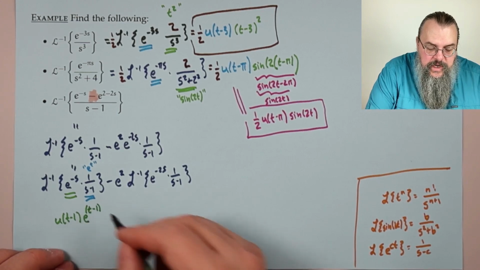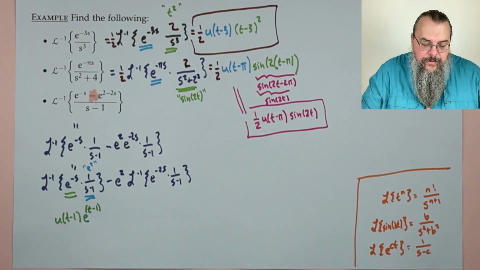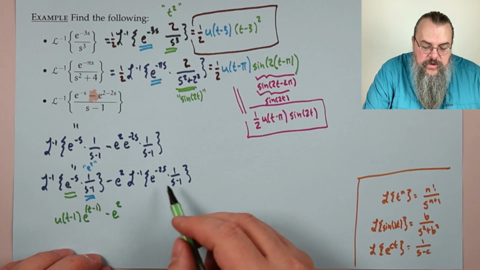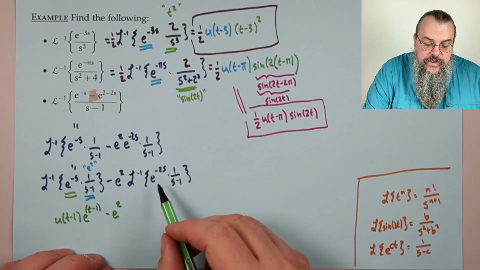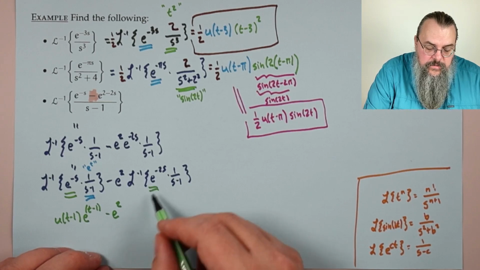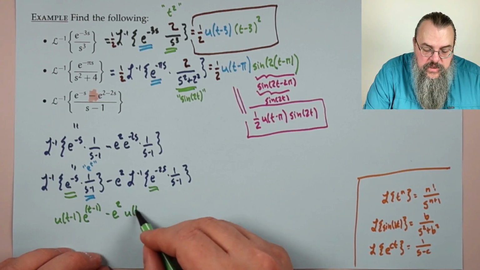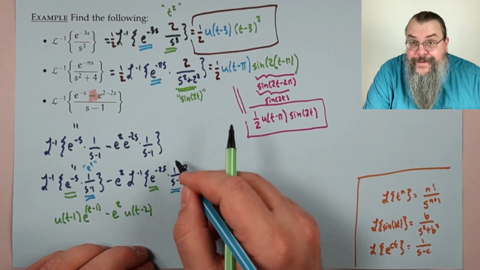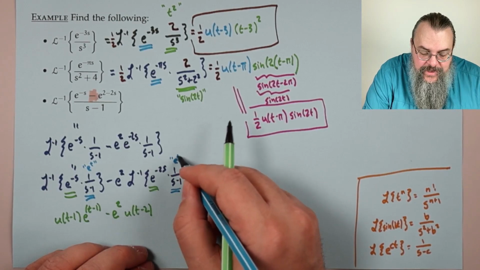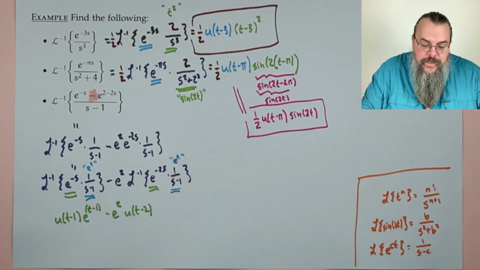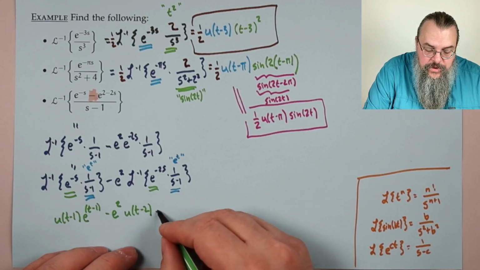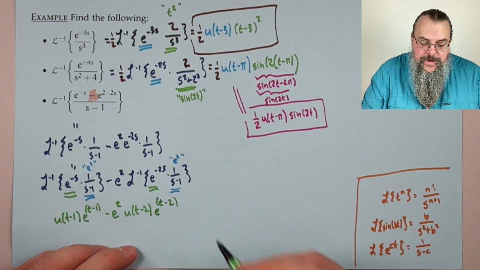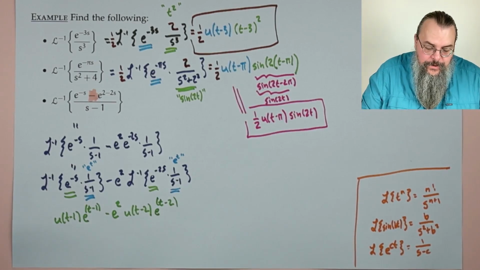I'll put parentheses here. They're not needed, but I just want to emphasize that's what's happening. e squared is a constant. And now this e to the minus 2s says, again, shift. So that's going to become our u of t minus 2. And we still have that 1 over s minus 1, which hasn't changed in the last 30 seconds. Still e to the t. But we need to do it as e to the t minus 2. Right? Good.